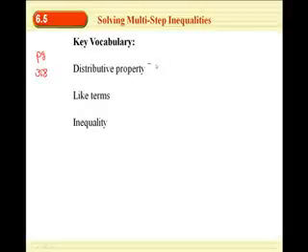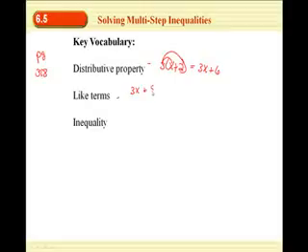Okay, again, distributive property. We should be getting good at this one, right? So that's equal to 3x plus 6. It's a way to clear out parentheses by multiplying them. Like terms are like 3x and 5x. They're like terms because they both have x on them. 2 and 3 are like terms because they're both whole numbers.